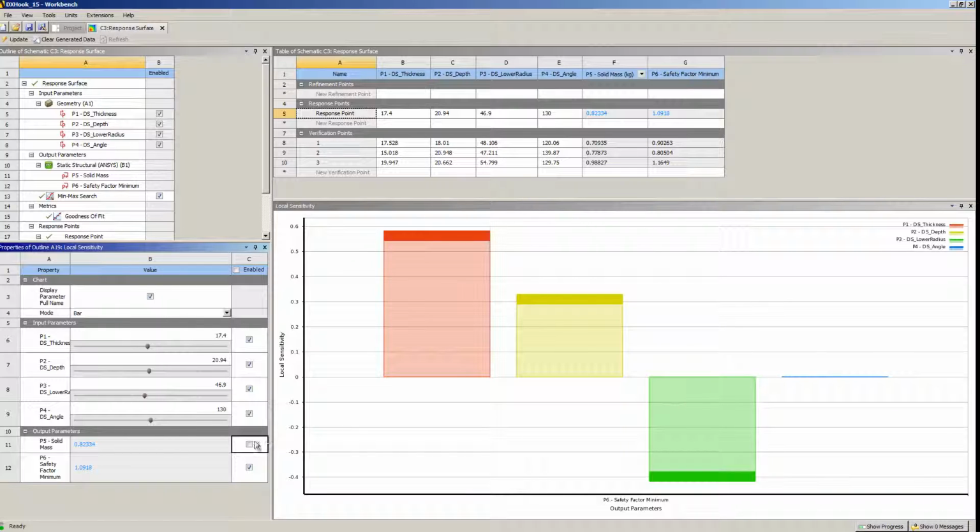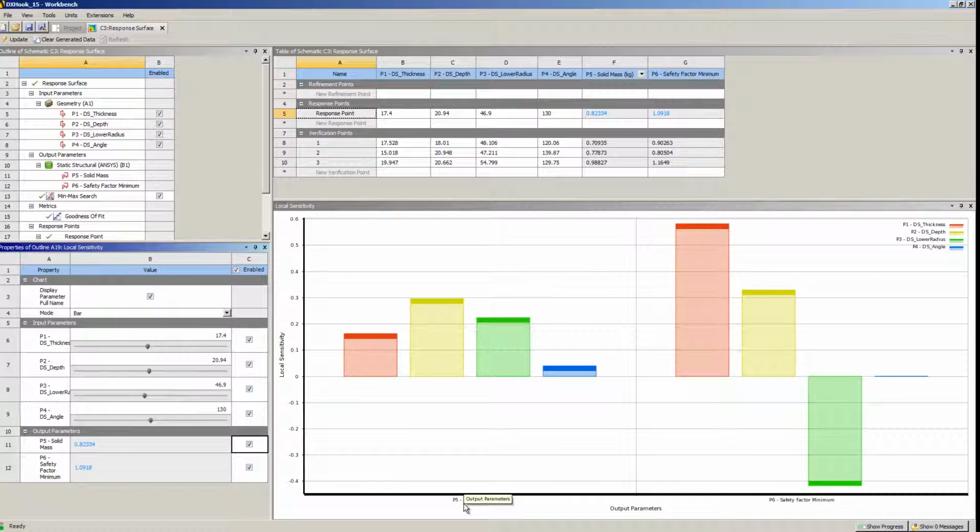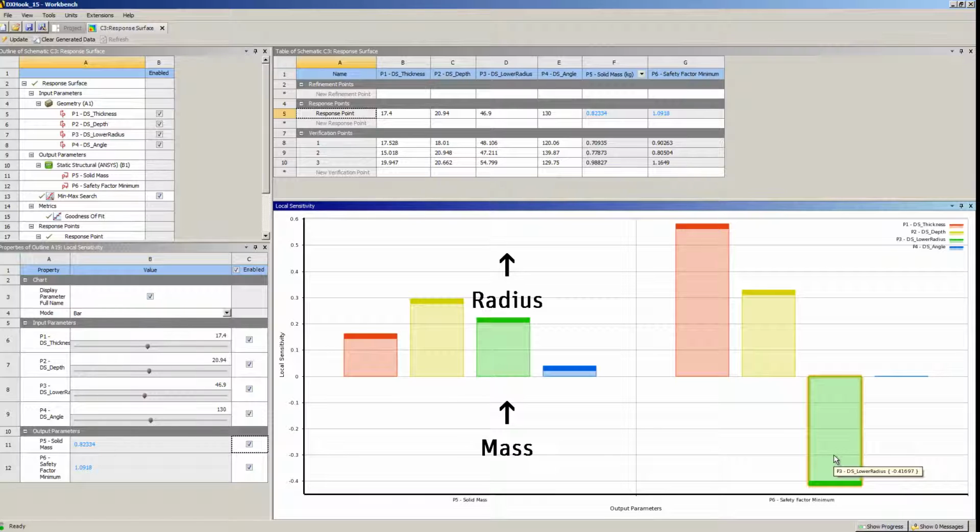Now, for the solid mass output, all of the sensitivities are positive, with depth having the most impact. In particular, I noticed that the lower radius has a positive correlation with solid mass. As the radius increases, the mass increases. But it has a negative correlation with safety factor minimum. As the radius increases, the safety factor decreases.